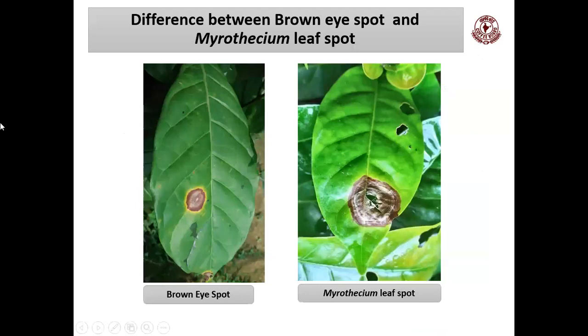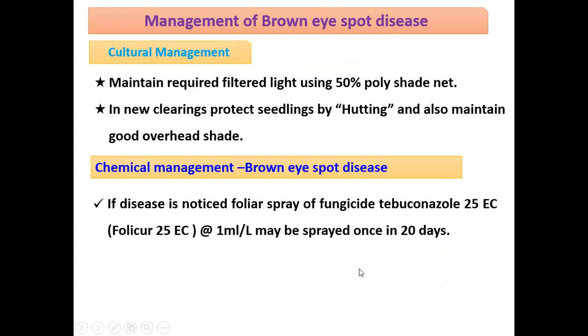And this slide shows the difference between the leaf spot of Myrothecium and the leaf spot of Cercospora coffeecola. Here in brown eye spot disease, you can see a clear-cut yellow halo around the spot, and there will be no concentric rings. Whereas in Myrothecium leaf spot, it will be a little darker, and it will be in concentric form.